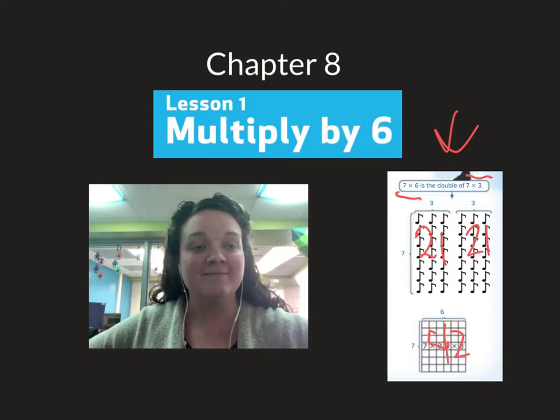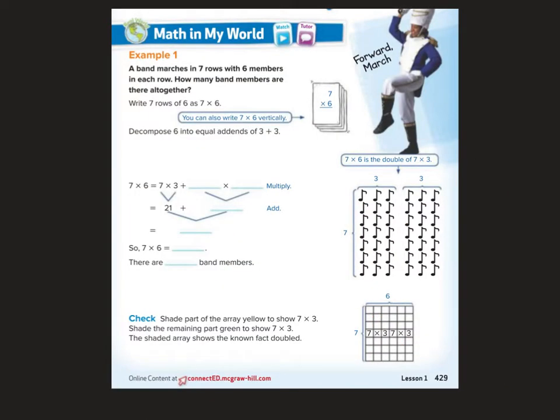Let's get started. All right, here we have example 1. A band marches in 7 rows with 6 members in each row. How many band members are there all together? Okay, so we know 7 rows of 6 is the same as 7 times 6. You can also write it vertically, 7 times 6, and then your answer goes below the line. I've noticed some kids, when they're doing their multiplication facts, write the answer off to the side. Nope, 42 would go on the bottom, right below it, kind of like if it was an addition problem.